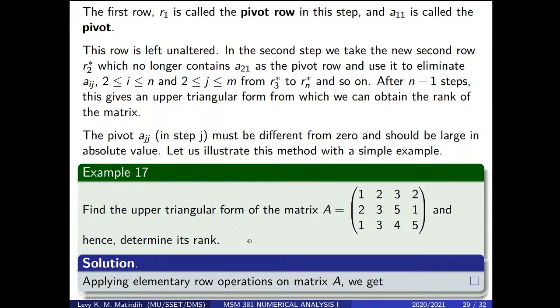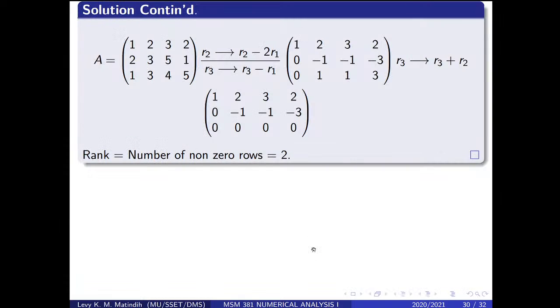Let's look at the solution. Applying elementary row operations on matrix A, what we need to do is write it as an upper triangular matrix.